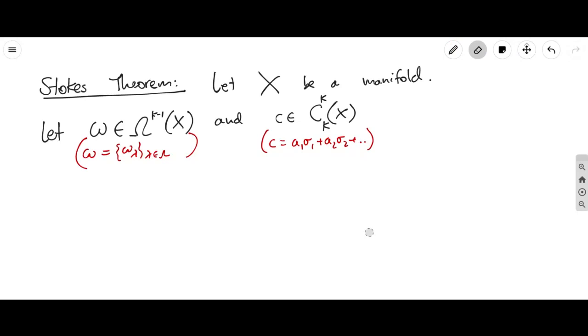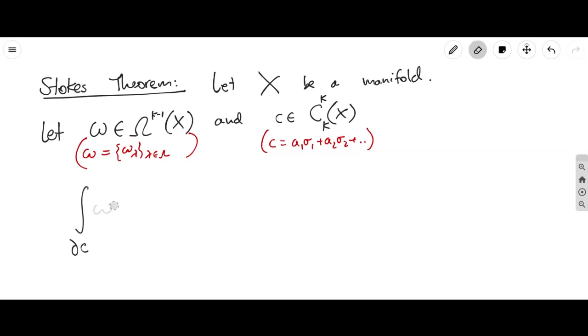So that's what C is. And this is what the theorem says. It says that when you integrate the boundary of C, now notice, the boundary operator applied to a chain will give you a chain of one smaller dimension. And you're integrating it over omega, which now has dimension k minus 1. So the dimensions agree, so this makes sense.